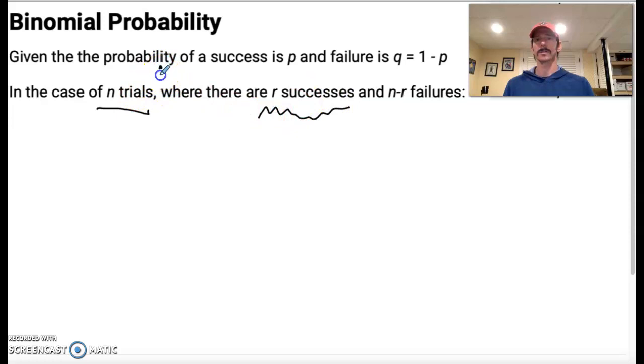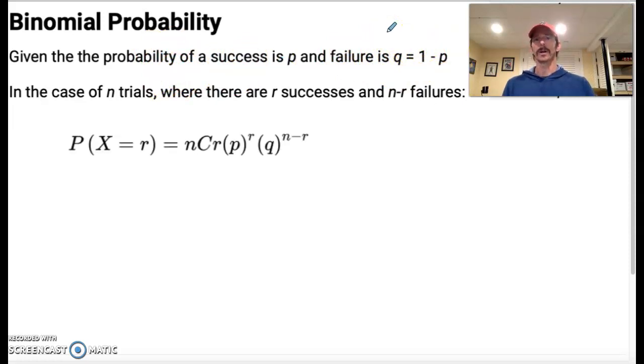So if I had 10 trials and I was interested in 2 successes, notice then that the number of failures I would encounter would have to be 8. It would have to be the total number of trials minus the number of successes, because successes and failures have to add up to your total, just like P and Q together make 1.